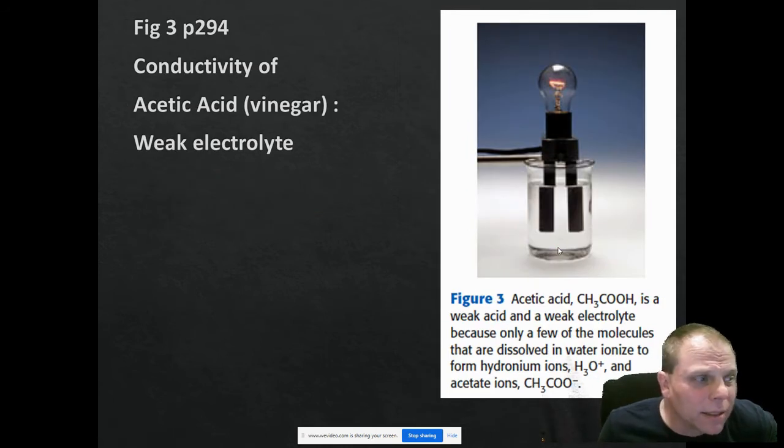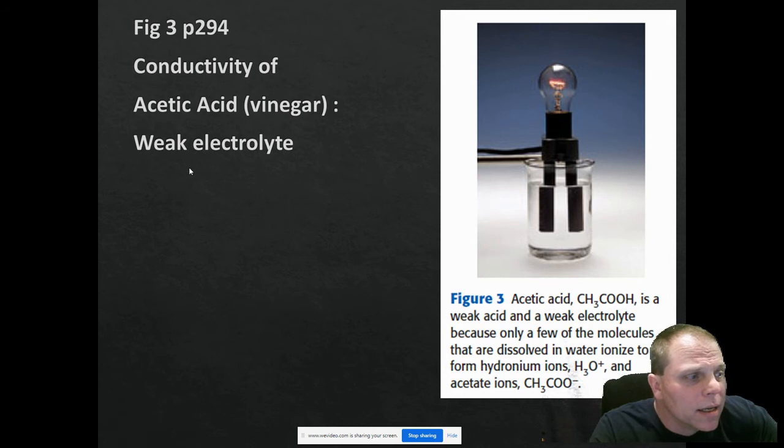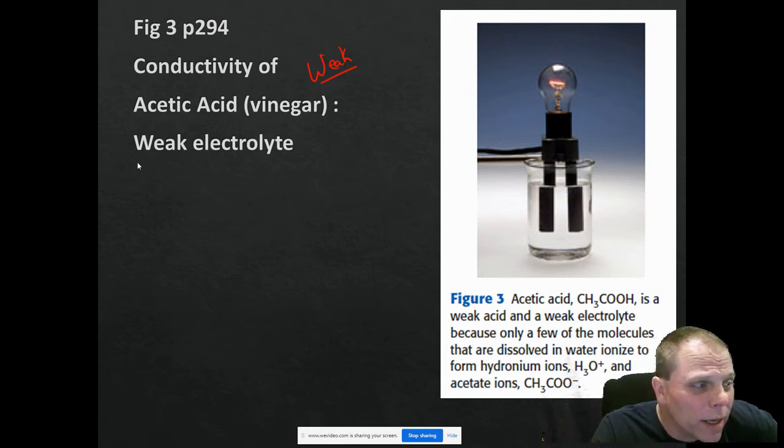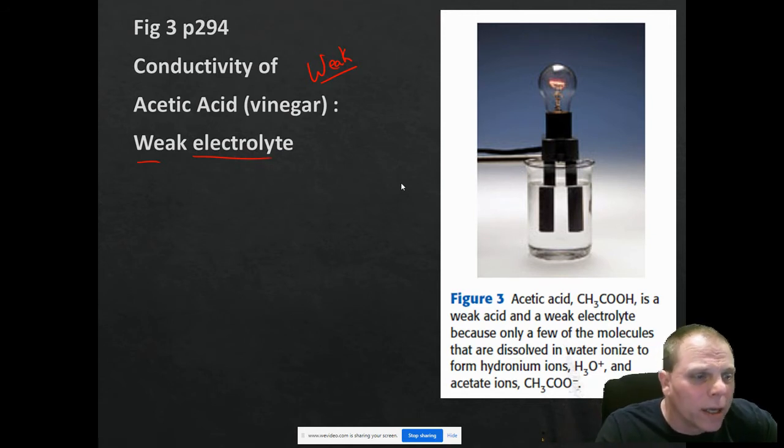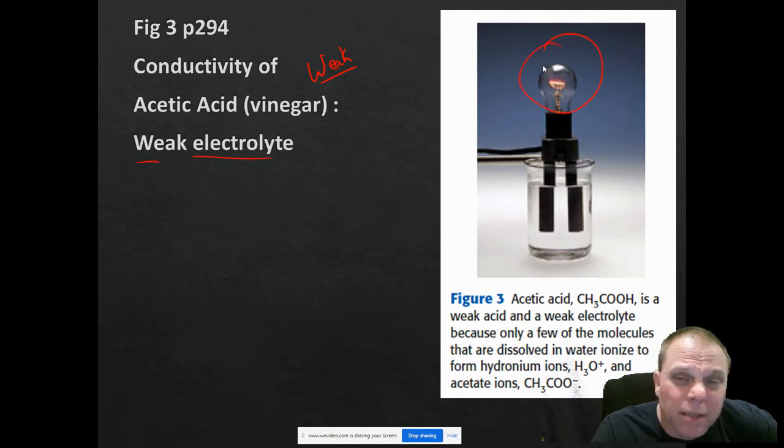A weak acid like vinegar, okay, so this is a weak acid. The last one, nitric acid, was a strong acid. The weak acid actually is a weak electrolyte. And we're going to talk about what the differences between strong and weak acids are here in just a second. But you'll notice that the light bulb here is not very well lit up. There's a little bit of light there. You might not see it too well, but there's a little bit of light there.